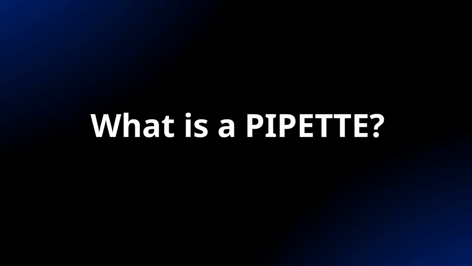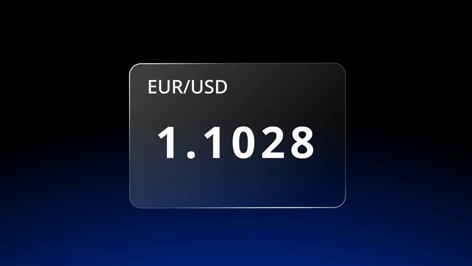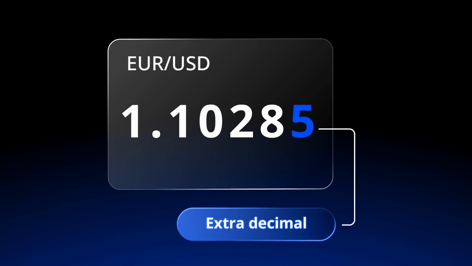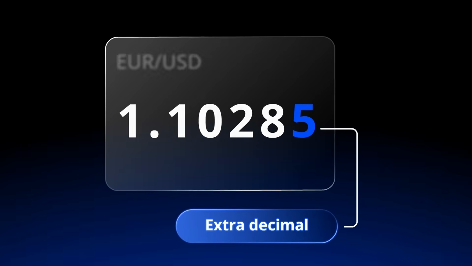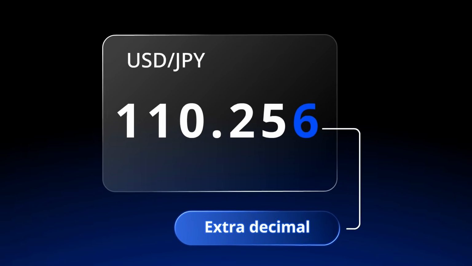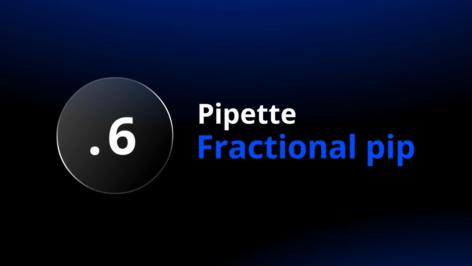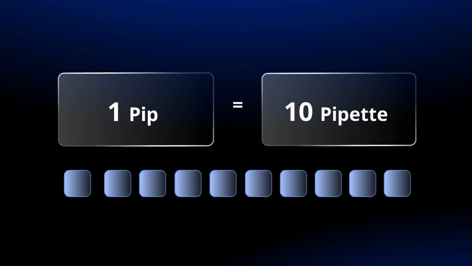What is a pipette? Some brokers quote currency pairs with an extra decimal place. Instead of 4 decimal places, you may see 5. Instead of 2 decimal places for yen pairs, you may see 3. That extra digit is called a pipette, also known as a fractional pip. A pipette is 1/10 of a pip.